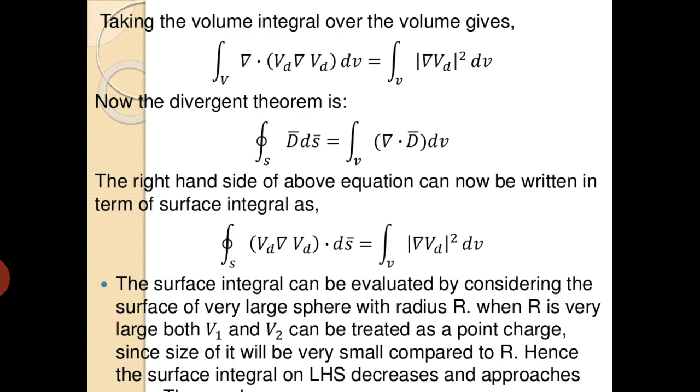Now consider the divergence theorem, which you already know: the integral over a closed surface of D dot ds is equal to the integral over volume of del dot D dv. The left hand side of the above equation can now be written as a surface integral, where D becomes Vd del Vd. So the integral of Vd del Vd dot ds is equal to the integral over volume of modulus of del Vd squared dv. On the left hand side it is a surface integral, and on the right hand side it is a volume integral.